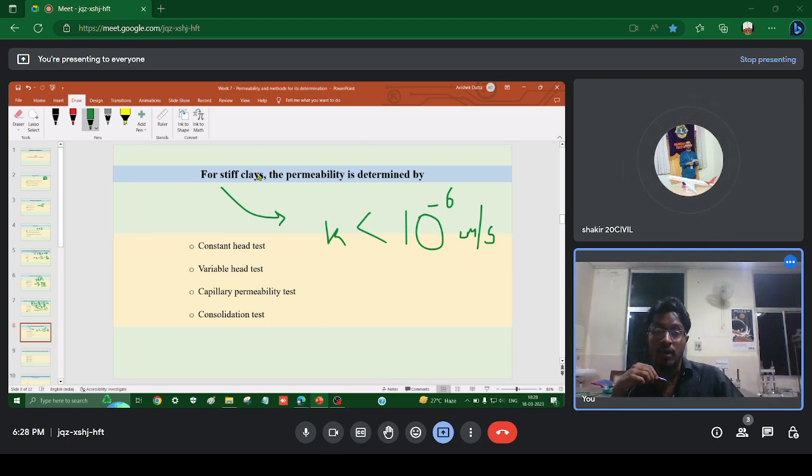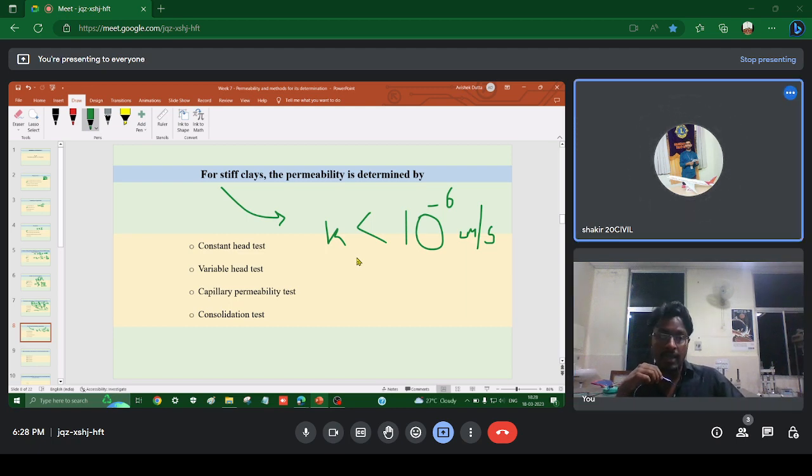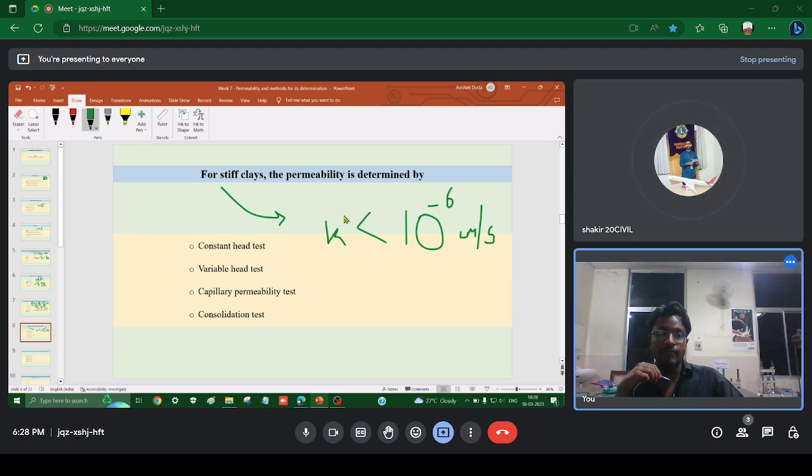And for clay, I believe consolidation is the main test that we can perform, because in case of clay, the value of K is so small that it will not create any difference if we are dealing with permeability at all. So the only way we can measure it is by using this indirect test. Clear?